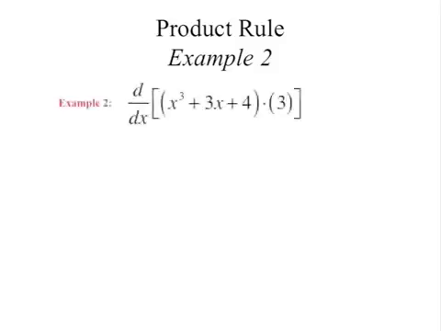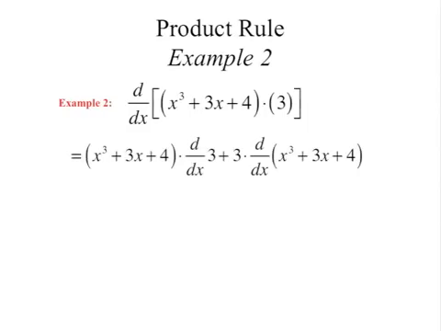Example 2 is if you're asked to find the derivative of something like x cubed plus 3x plus 4, and that being multiplied by 3. Now you could simply multiply this in and then just do the power rule on it, but I'm just showing you as a visual way to see the product rule itself.